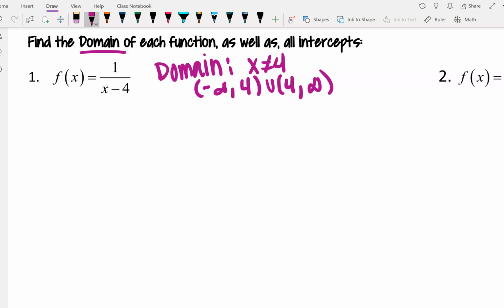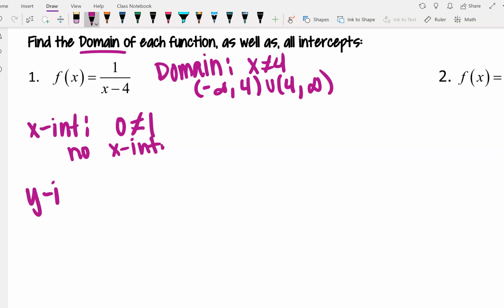Okay, and when we talk about asymptotes, that's why the domain is like that. If it can't equal 4, it's going to skip over it. So for this first one, if we're looking for our x-intercepts, that's where the top is equal to 0. If we set the top equal to 0, it's 0 equal to 1, and we can't have that. 0 can't equal 1, so there's no x-intercept.